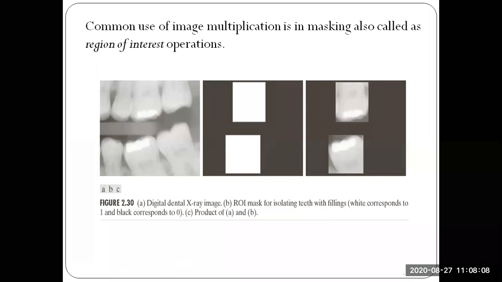Out of the digital dental X-ray image, I am considering only the damaged or infected teeth, by considering two masks. Here there are two masks. These masks are multiplied with the input image, and the output image will be like this. This is another example.